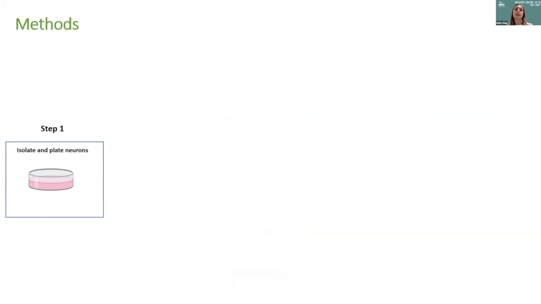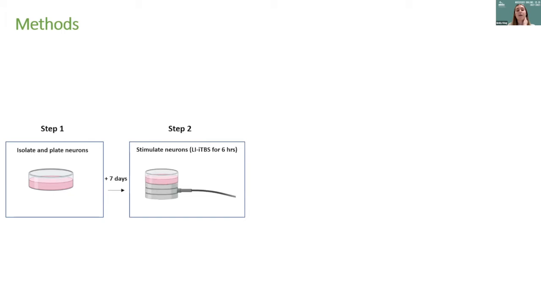After isolating these neurons, I would plate them onto little glass cover slips and incubate them to grow for 7 days. Then at day 7, I stimulated them with subthreshold iTBS for 6 hours. I was able to do this using these small rodent-specific coils that were developed here in our lab by my supervisor, Dr. Alex Tang. They're basically the perfect size to sit directly under the culture plates, right underneath all of the cells.